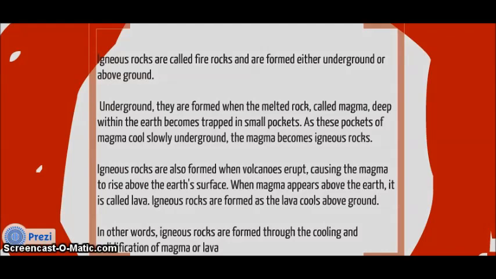Above ground, igneous rocks are formed when volcanoes erupt, causing magma to rise to the Earth's surface. When the magma rises to the Earth's surface, it cools and forms igneous rock. This type of igneous rock is called extrusive igneous rock.